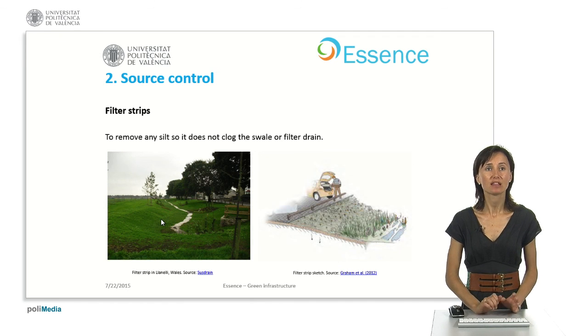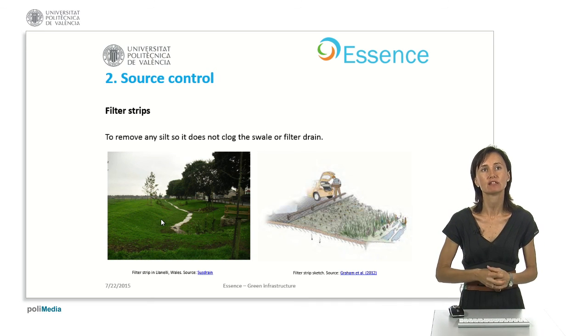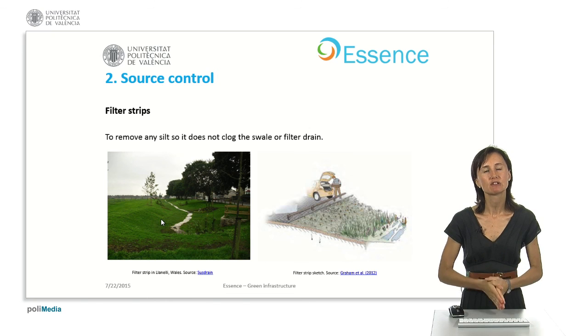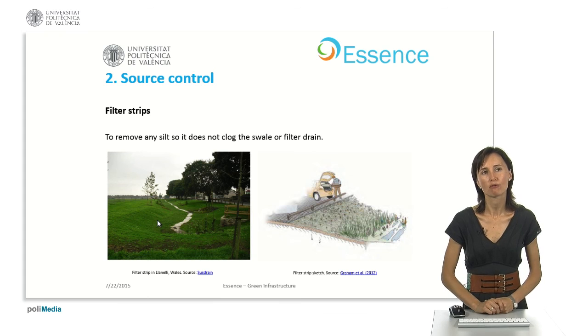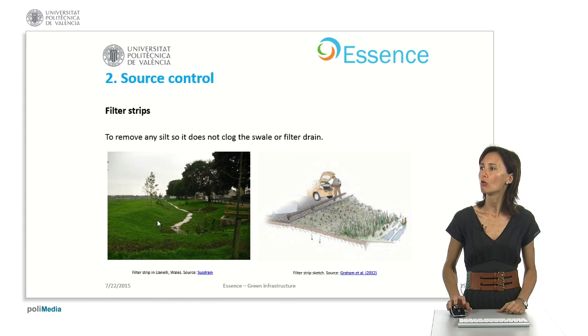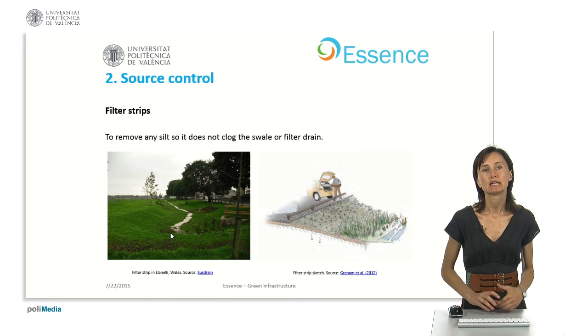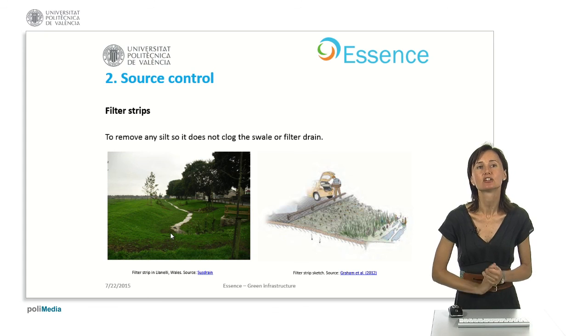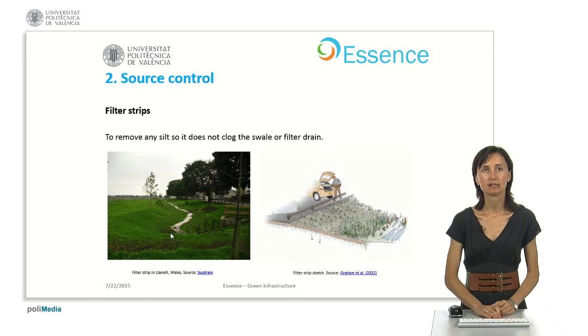And the last type of source control element is filter strip. Filter strips are gently sloping areas covered by grass where water flows onto and across towards a filter drain or a swale, and they are used to remove any silt so it does not clog the swale or filter drain.